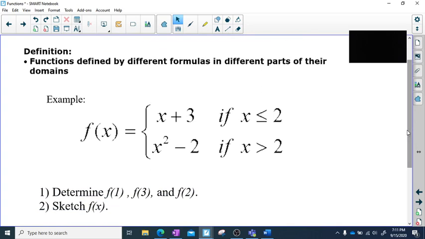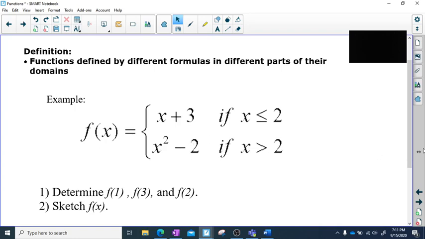So here's an example of a piecewise function. Piecewise functions are essentially functions that have multiple behaviors depending on what type of x value you choose. So if I look at this function, it will do either this or this, depending on where the x value is that I'm substituting. What it says is if x is less than or equal to 2, then I'd use this piece of the function. If x is greater than 2, then I'd use this piece of the function.